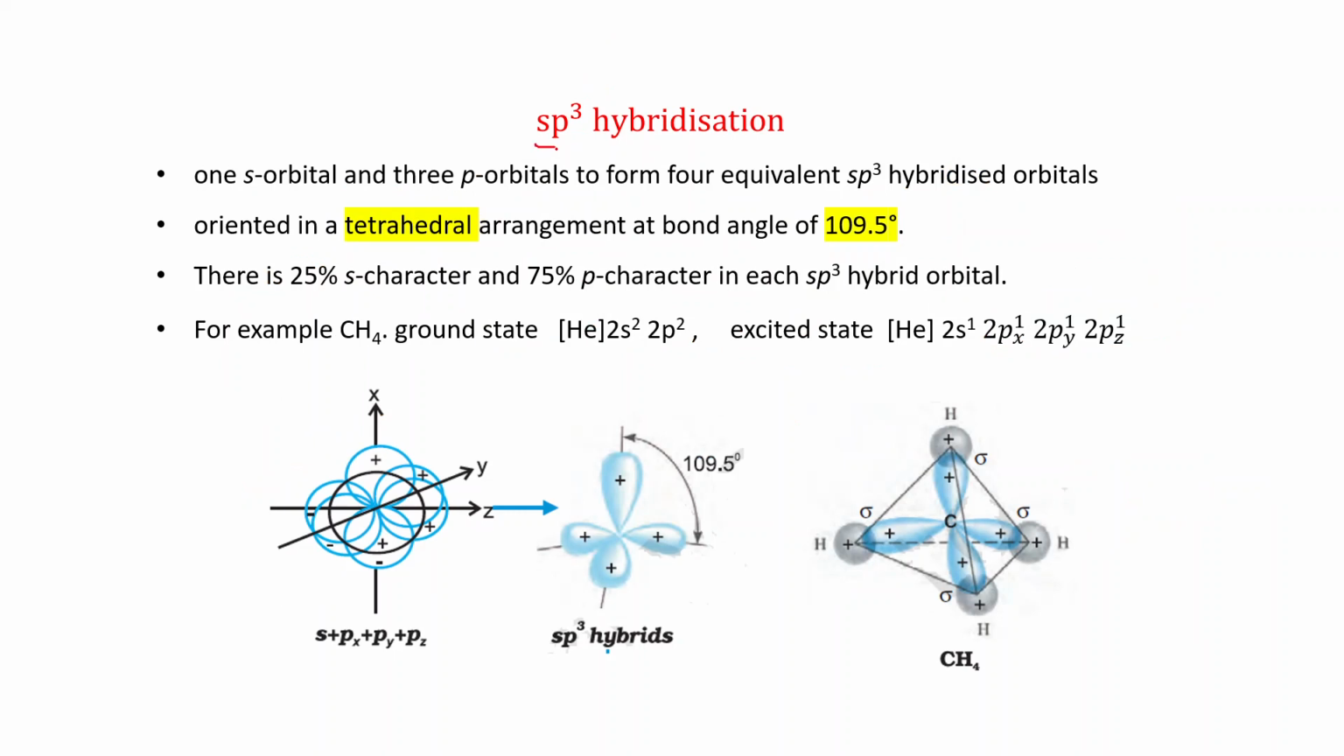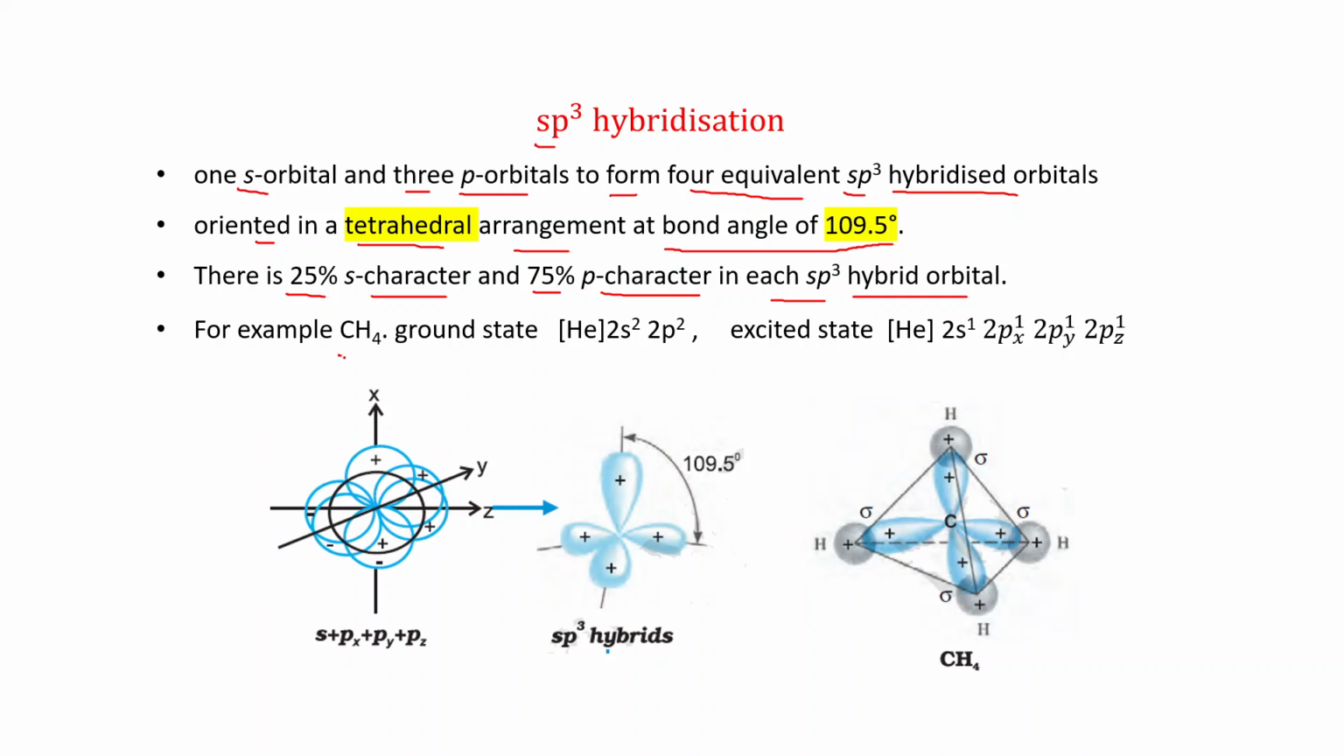Next one is sp3 hybridization. In this, one s orbital and three p orbitals mix to form four equivalent sp3 hybridized orbitals, and these four sp3 hybrid orbitals are oriented in a tetrahedral arrangement at a bond angle of 109.5 degrees. There is 25% s character and 75% p character in each sp3 hybrid orbital.